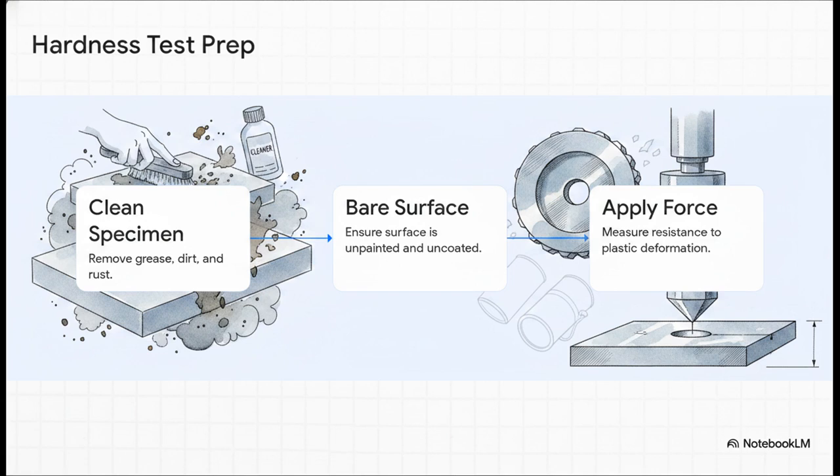One of the most common ways to test a material's resistance to plastic deformation is hardness testing. But an inspector can't just walk up and test the part right away. They have to meticulously prepare the surface. I'm talking about stripping away any grease, dirt, rust, paint, or coatings. Only after all that can they apply a specific compressive force, using standardized methods like Brinell or Rockwell, to get a genuinely accurate reading of the metal's hardness.